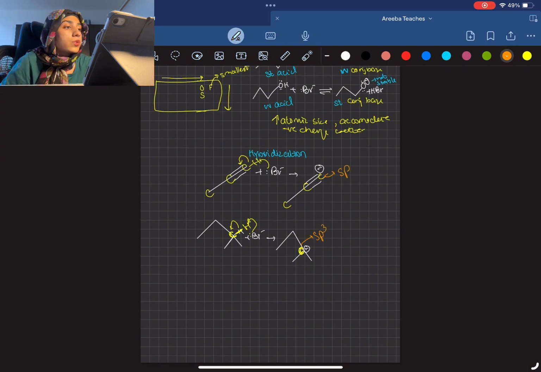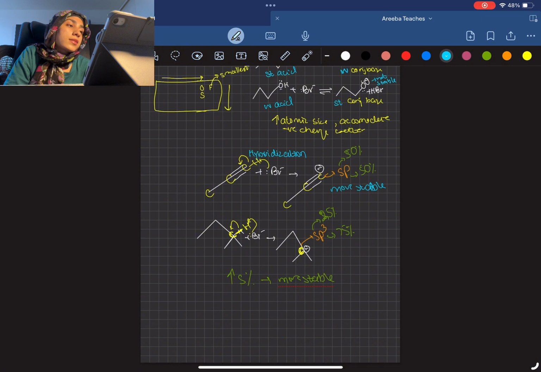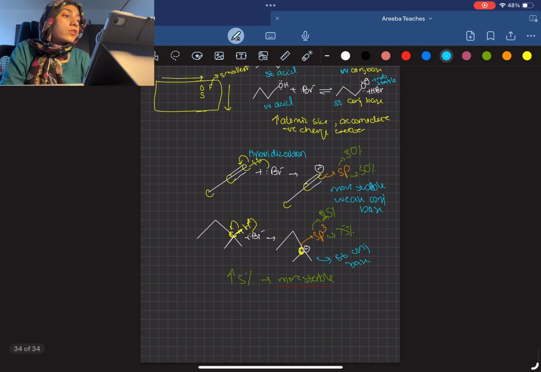Now, what you need to know is that for the one on the top, if you have sp, that means you have 50% character of s orbital and 50% that of p. For the one on the bottom, you have 25% s and 75% p. Now remember, the more s character you have, the more stable your species is. So that means that this species will be more stable because it has more s character. So this is a weak conjugate base because it is more stable, less energy, weak conjugate base. Automatically, this one becomes the strong conjugate base. So for the first one, the acid would be strong.